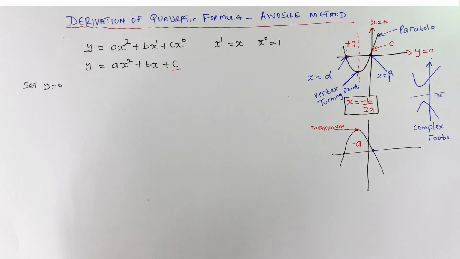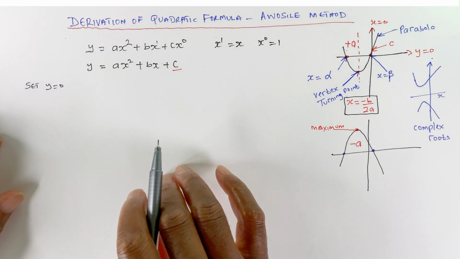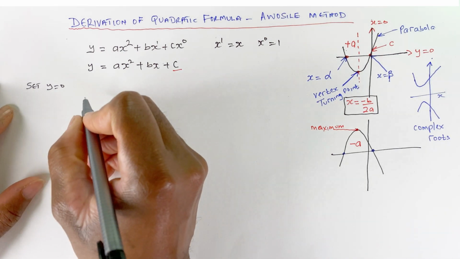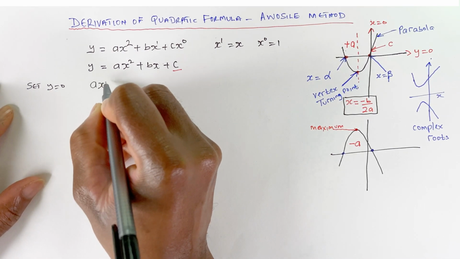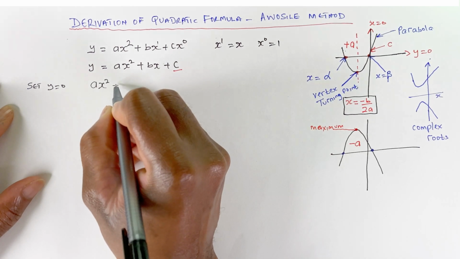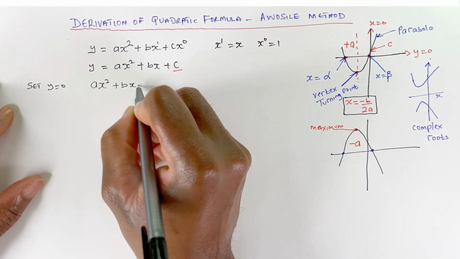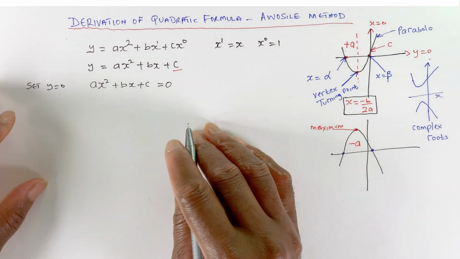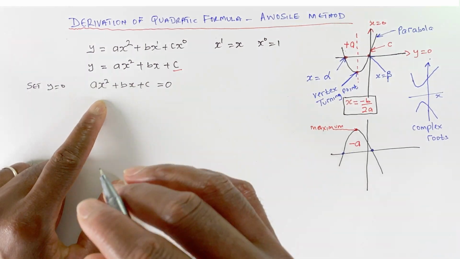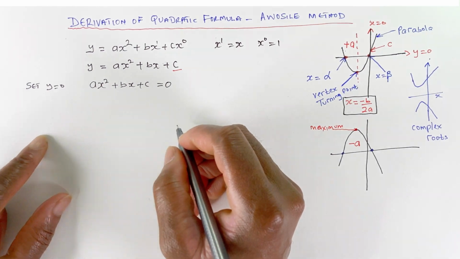Okay, so now let's move on. We will set y equal to 0, which means that we get ax squared plus bx plus c equal to 0. So that means that we can solve for x. That means we can make x the subject.